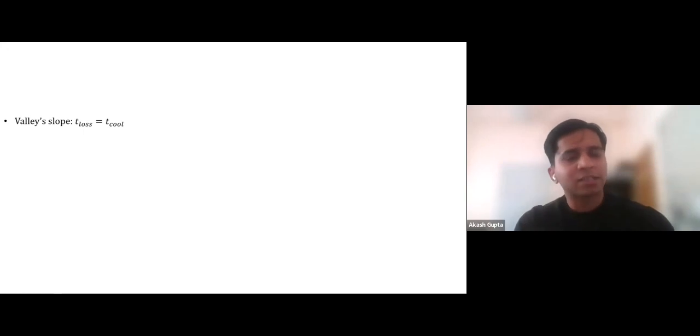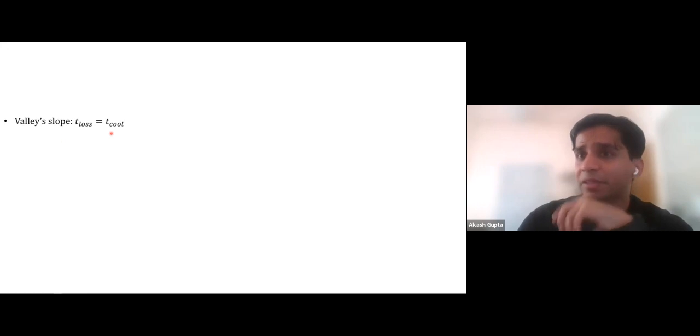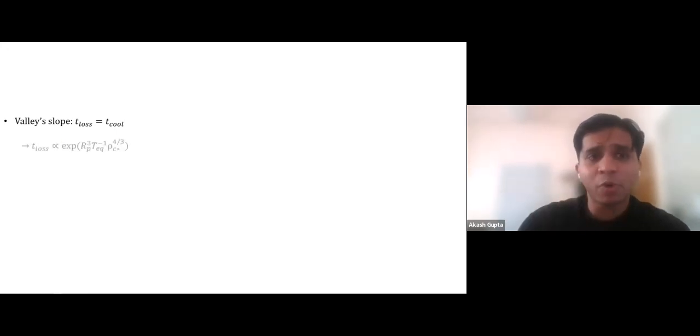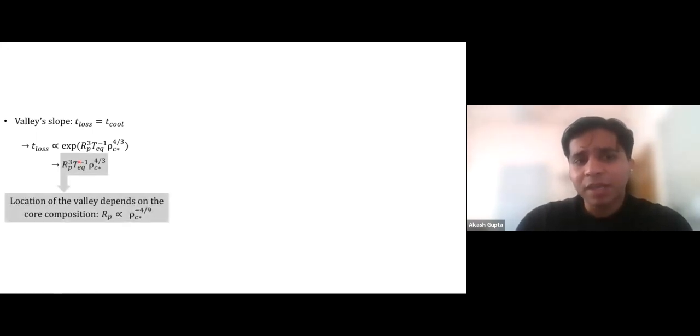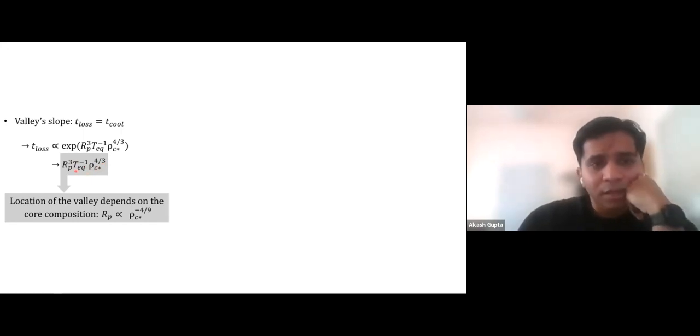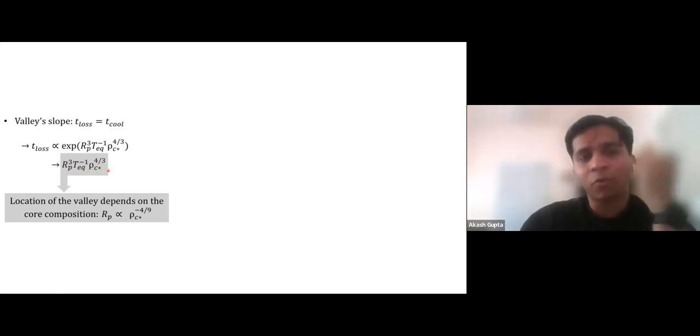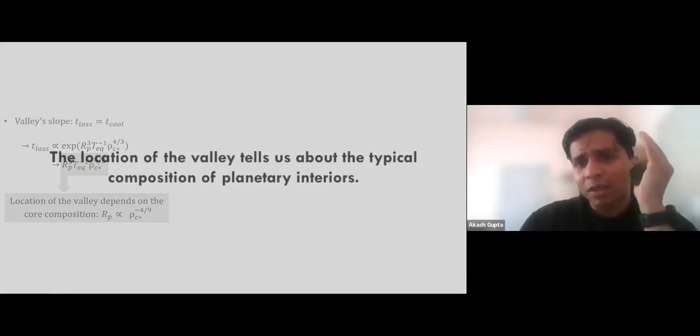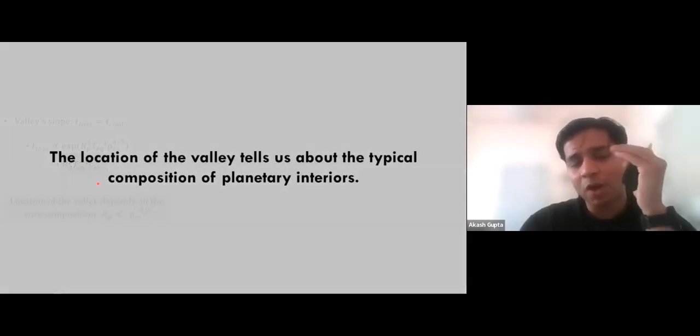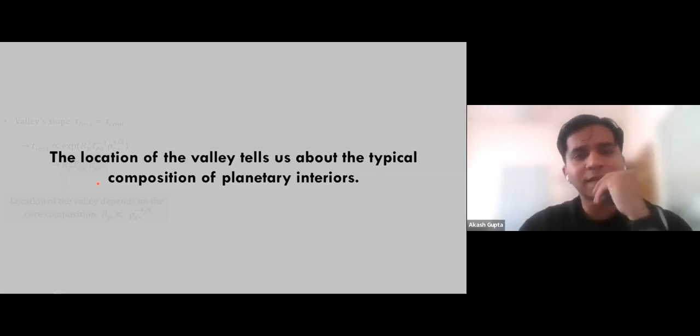So let us have a fresh slide. As I just told you, we can figure out the slope by just comparing these timescales, which boils down to this simple expression here. Now, just now we ignored rho c star in what we were talking about. But if you think about it, rho c star also tells us something about the valley. In other words, the location of the valley tells us something about the typical composition of the planets we're observing today. How do we understand this?